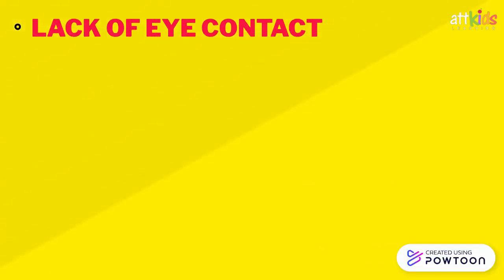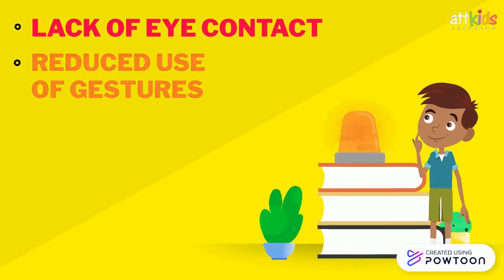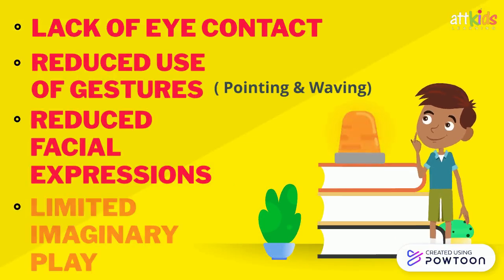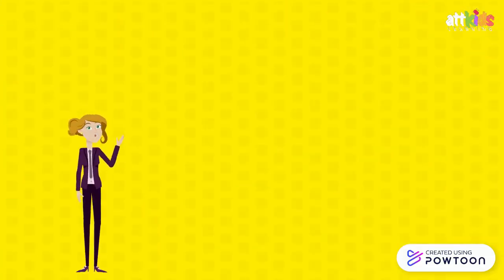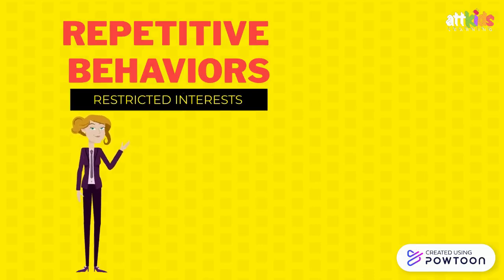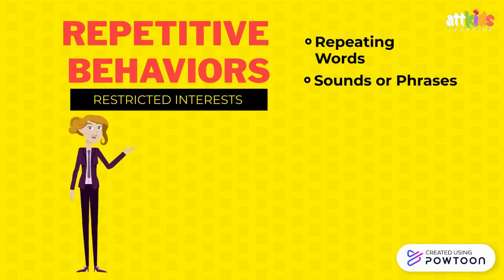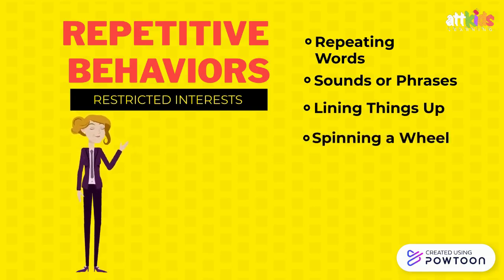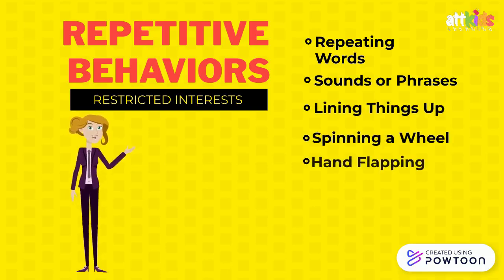We also see a lack of eye contact, reduced use of gestures such as pointing or waving, reduced facial expressions, and limited imaginary play. Repetitive behaviors and restricted interests are when we see a child repeating words, sounds, or phrases. We may also see a child engage in repetitive behaviors with items such as lining things up or spinning a wheel on a car. Some children may also engage in repetitive physical behaviors like hand flapping, rocking, and so on.